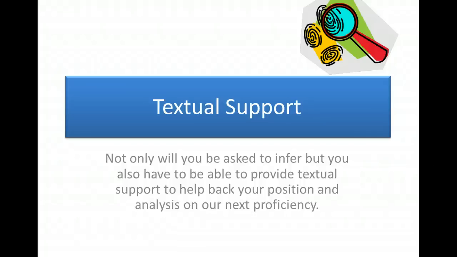Okay guys, so tonight's homework is on textual support, and for our next proficiency you're going to be asked to infer but also to provide your own text support to help back up your position and analysis for this next test. So let's talk about how to do that.